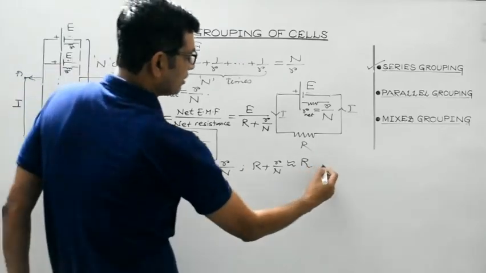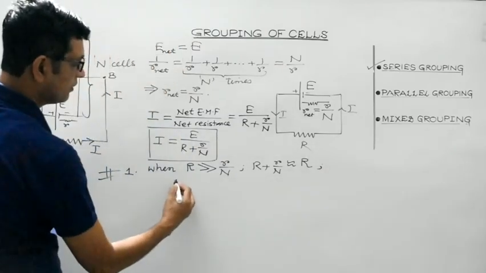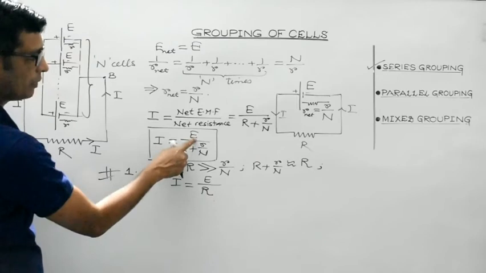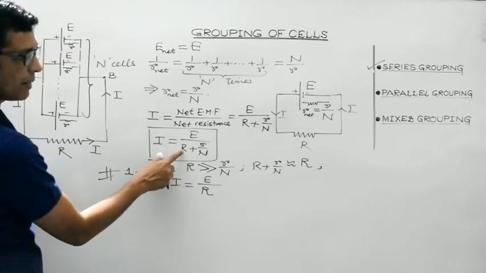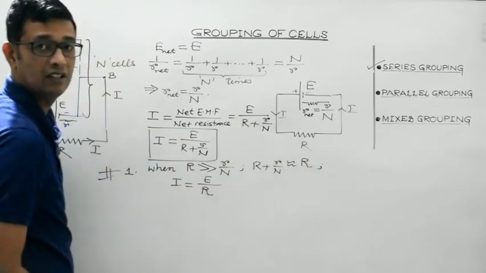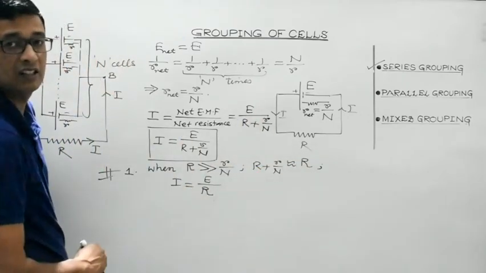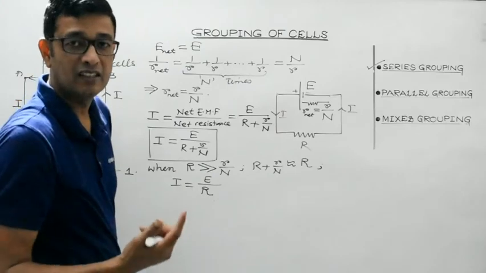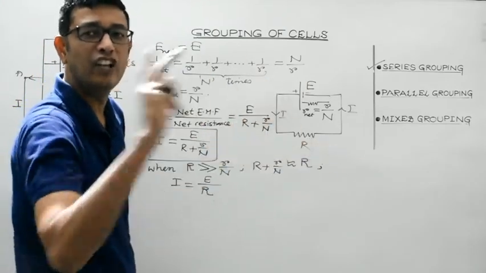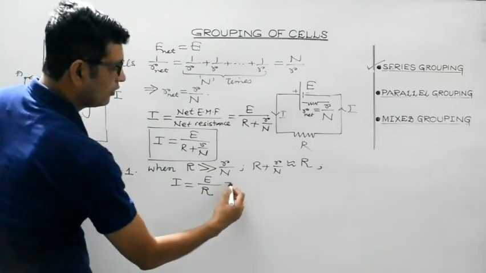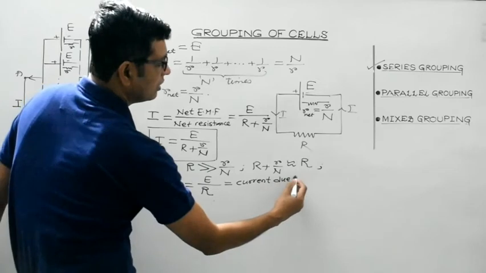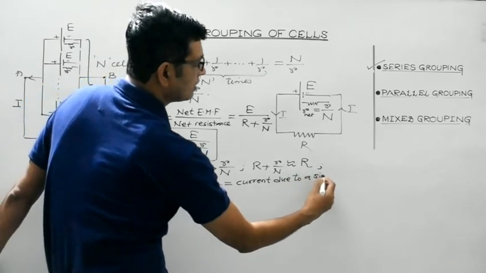So in such a case, current would be given by E divided by capital R. r by n is very small as compared to capital R, so R plus r by n may be roughly equivalent to R. So current in this case is E by R. E is the EMF of a single cell and R is the external resistance. Net internal resistance is negligible. So E by R would give you the current due to a single cell.